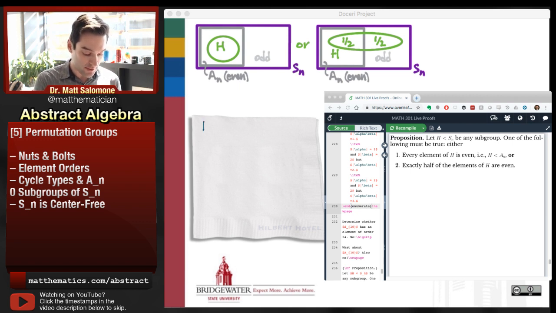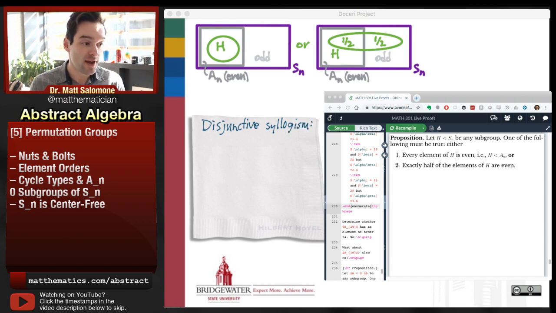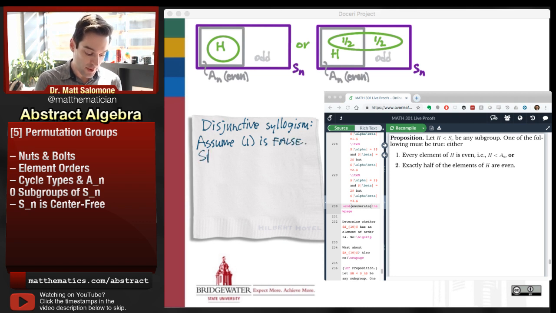So I'm just going to write down on my napkin here, disjunctive syllogism. And the form of a disjunctive syllogism is to say that if one of these conditions is not true, then the other one must be true. So let's assume that condition 1 is not true, and then we want to show that condition 2 must be.